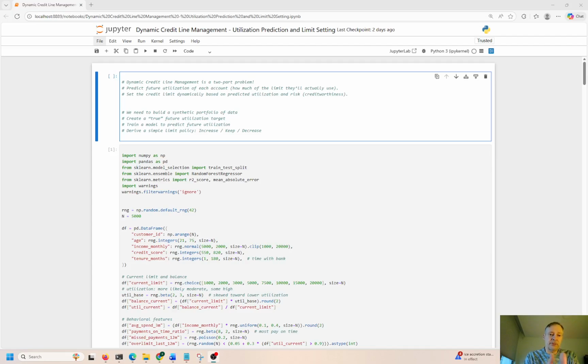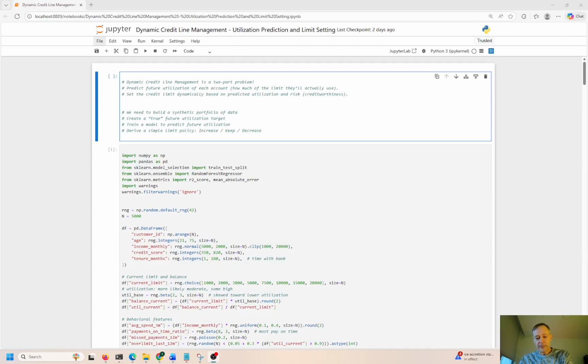Train a machine learning model to predict future use or application of credit, or granting higher privileges to access more credit, or to reduce the credit threshold that you are allocated for or that you are approved for, right? And basically to derive a simple limit policy: increase credit limit, keep it the same, or decrease the limit.